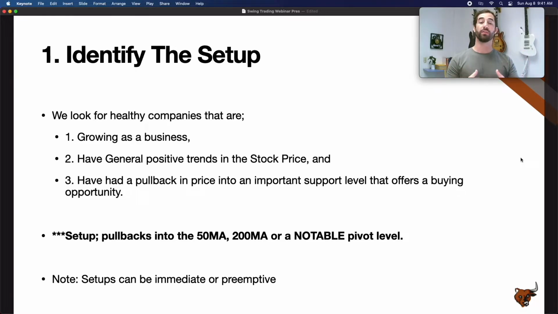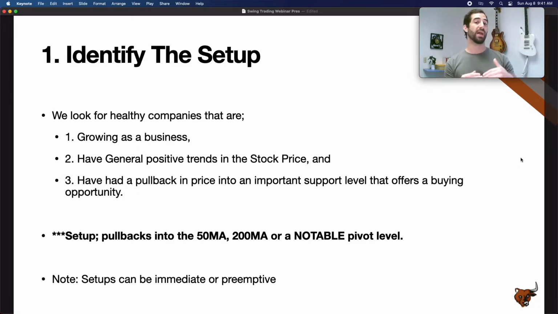We're looking for well-known, well-established, healthy companies that have general positive trends in their stock price, and that have had a pullback into an important support level that will allow us a buying opportunity to swing that price back up into previous trading levels.